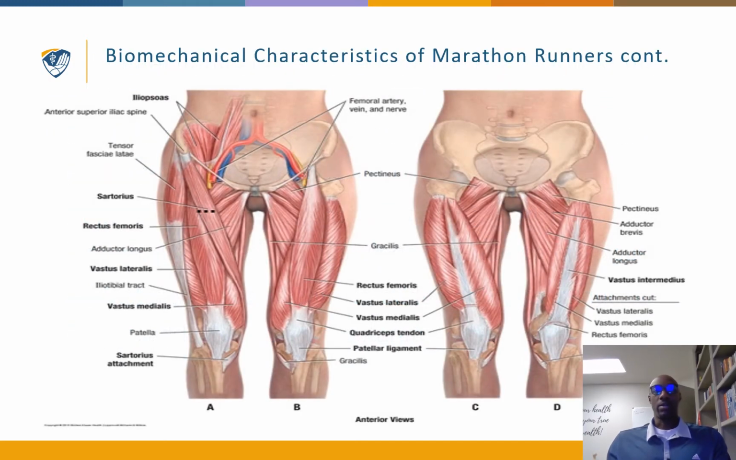The other biomechanical characteristic of marathon runners is the way these structures look. To give you an idea of the visualization for what these muscles look like, I've laid out a picture for you to see the pennation of the muscles, not necessarily in too much detail, but just the angle of the fibers and their direction.